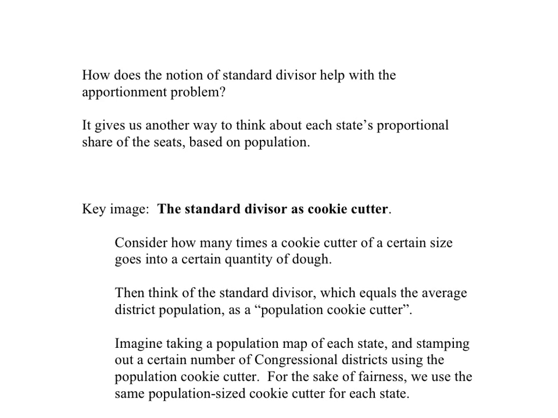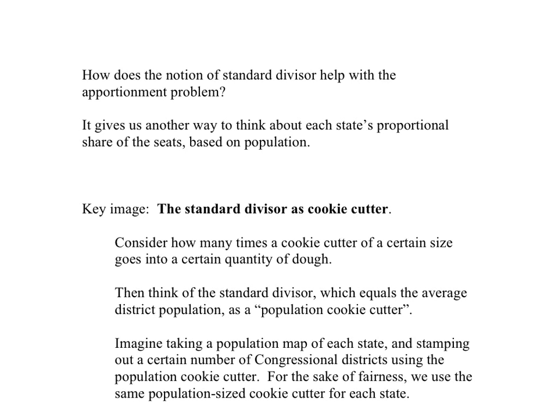Now think of the standard divisor, in our context, as the population cookie cutter. So the standard divisor equals the average district population, and we're going to take a population map of each state, and within it we're going to stamp out a certain number of districts. Each one is going to have the same population, the same way a cookie has the same amount of dough. Based on using this standard-sized population for each district, we're going to ask, how many districts can we carve out of each state?